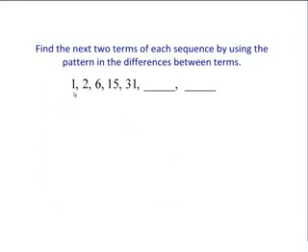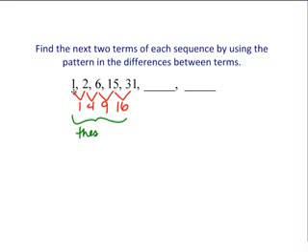So now we're not looking at the pattern between these terms. We're going to look at the pattern between the differences between these terms, and I'll show you what I mean. The difference between 1 and 2 is 1. Between 2 and 6 is 4. Between 6 and 15 is 9, and between 15 and 31 is 16. And you'll notice that those differences are a sequence of their own. In fact, that is the sequence of perfect squares: 1 squared, 2 squared, 3 squared, 4 squared.